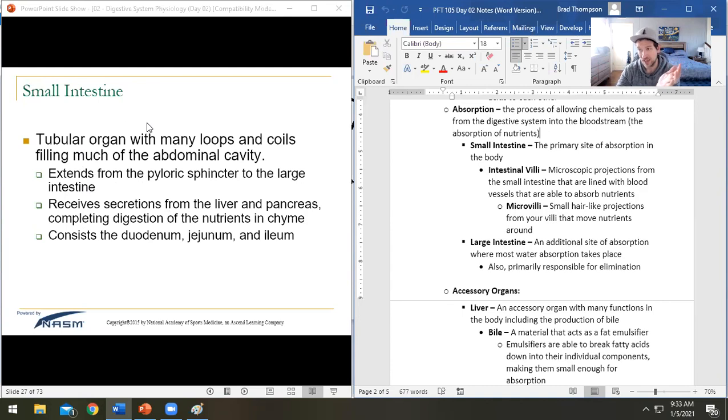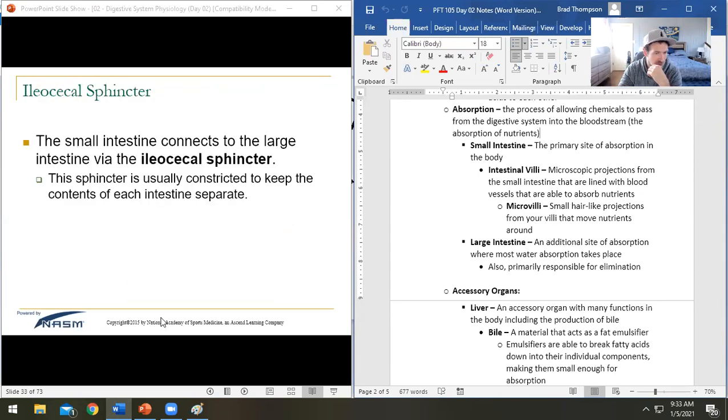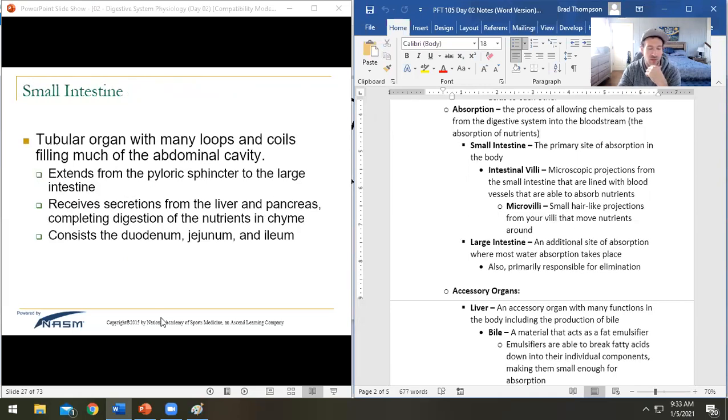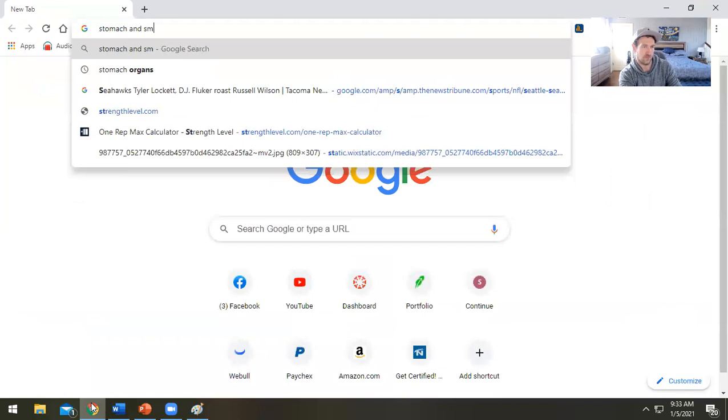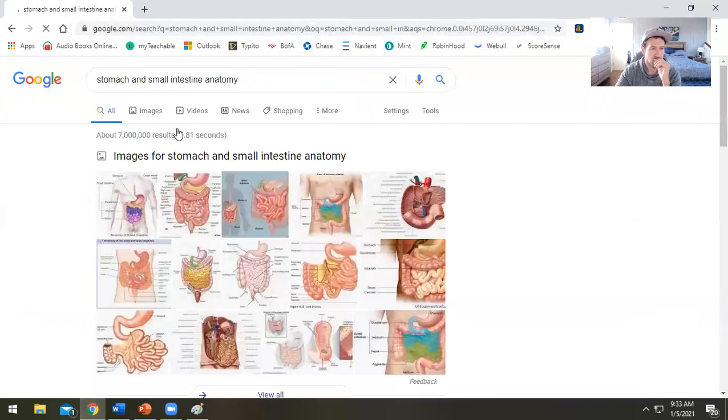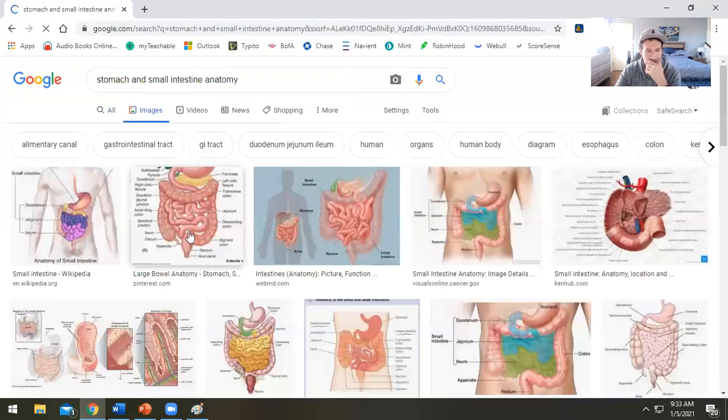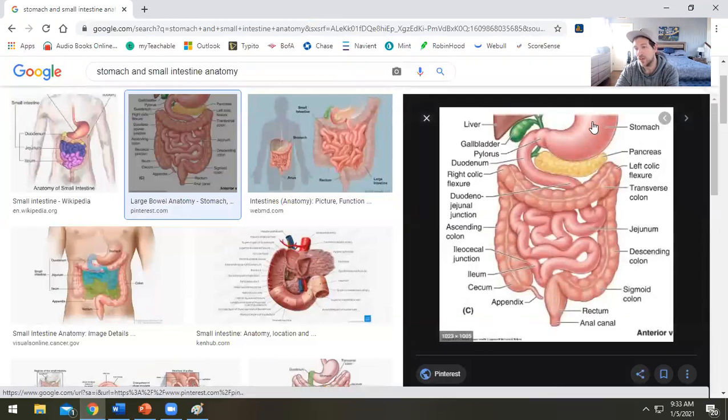Your small intestine is attached to your stomach, and it's this tubular organ. It's got all these loops and all these coils. Let me pull up a picture of your small intestine. So that's a much larger picture. Here's your stomach, right?